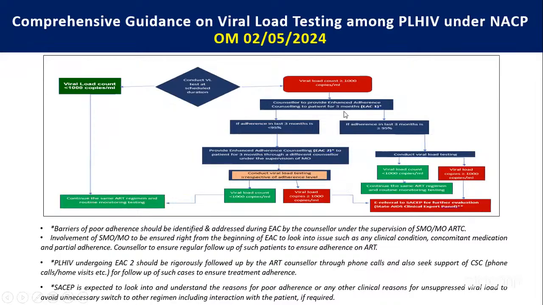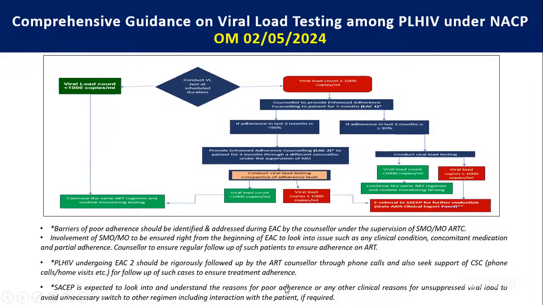However, if after the EAC1, the adherence in the last 3 months is more than 95%, then conduct viral load testing. And similarly, if the green bar shows it is good, if it is less than 1000 copies, you continue the same thing. And if it is more than 1000, you need to refer to the SACEP.